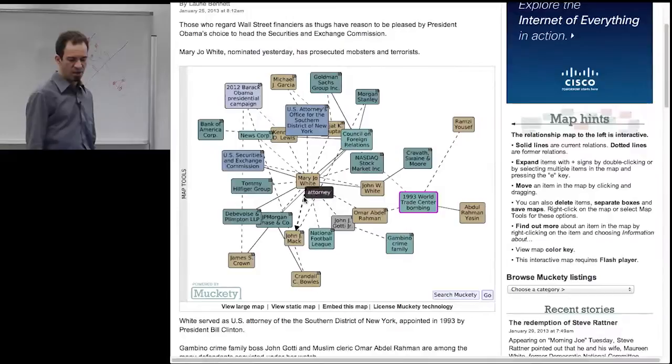Because prosecuted is a very different relationship than partner. And so if I just look at the links, it's not really going to make any sense. But in principle, this is an amazing tool for understanding the structure of the world that we live in.